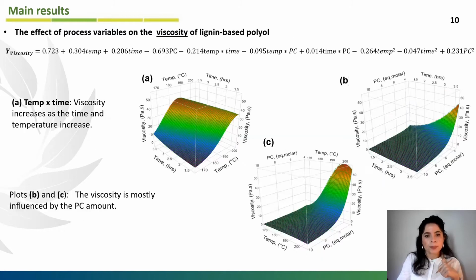So let's move on. On the other hand, for the viscosity, the PC amount has a significant effect. You can see in plots B and C, the viscosity values are low in almost all the range, but the tendency is that as PC amount decreases, the viscosity increases. In general, the tendency is that with higher temperature, longer times, and low amount of PC, higher values for viscosity can be obtained.